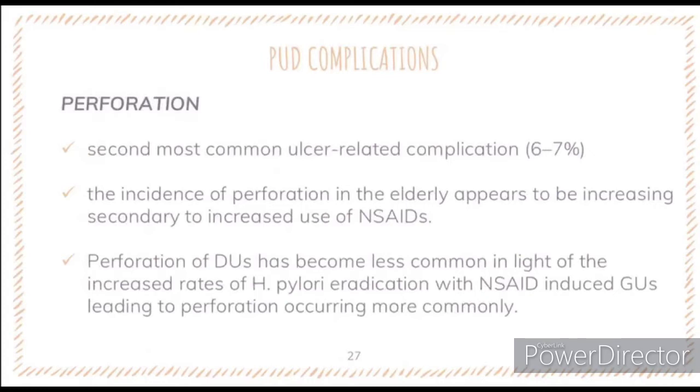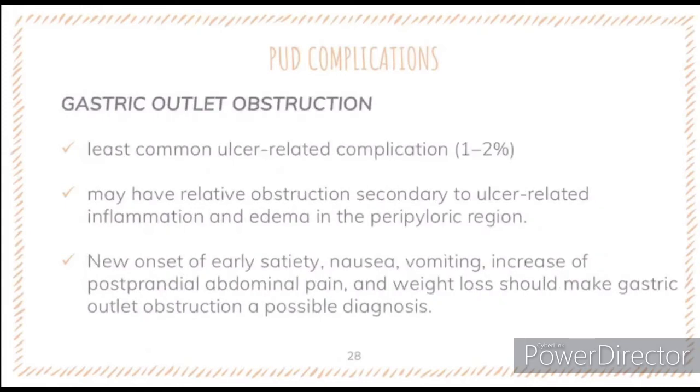On the other hand, perforation is the second most common ulcer-related complication, affecting about 6 to 7% of the population. The incidence of perforation in the elderly appears to be increasing secondary to increased use of NSAIDs. Perforation of duodenal ulcers has become less common in light of the increased rates of H. pylori eradication, with NSAID-induced gastric ulcers leading to perforations occurring more commonly.